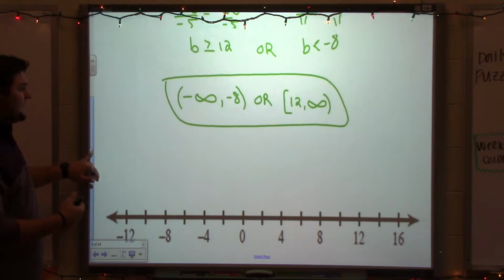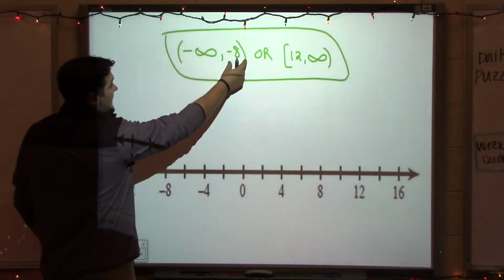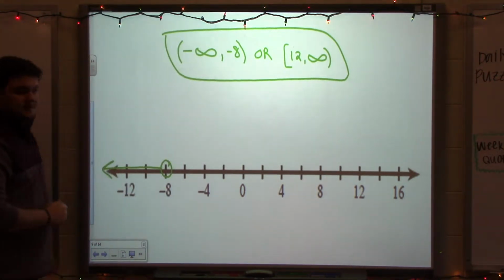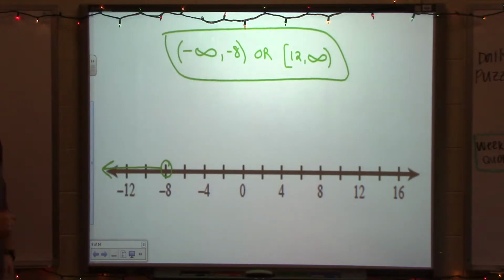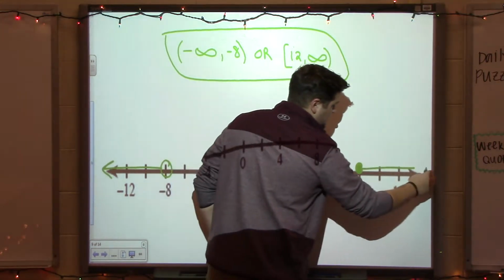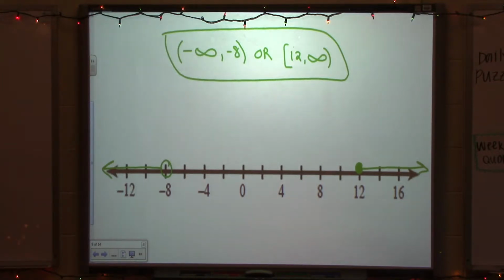Alright? So I go to make my graphs. I'm going to start at negative 8. Not including it, so it's an open circle. Going to negative infinity, so I'm going left. 12, filled in circle, so I'm including it. It's got a bracket, going to infinity, so it's going to the right. That's my graph. Alright? Does that make sense? Yeah? Try one more? Am I going too quick? Okay.